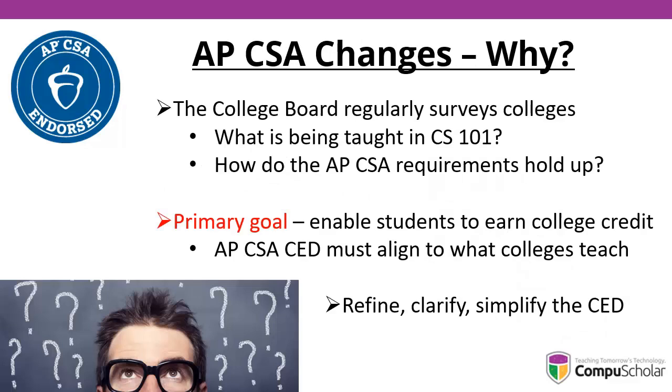So a common question anytime there's a big update like this is why are they doing it? And it's important to know that the College Board is very, very careful to interact with colleges. They regularly survey colleges and college professors to figure out what is being taught in your introductory computer science classrooms. And they want to match what's actually being taught in colleges to what the AP exam requires.